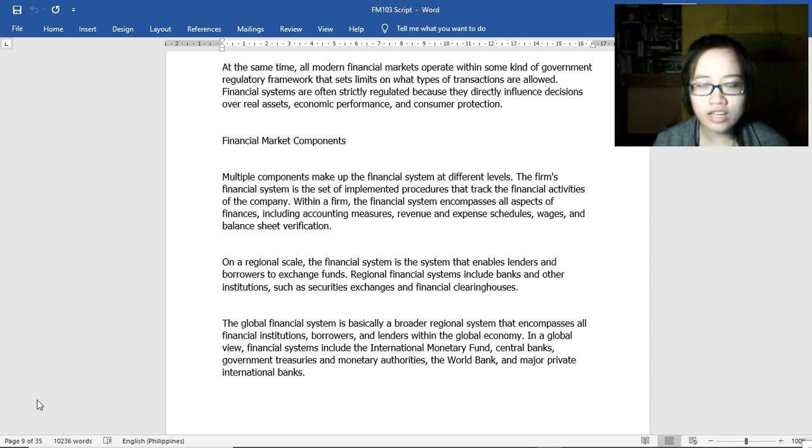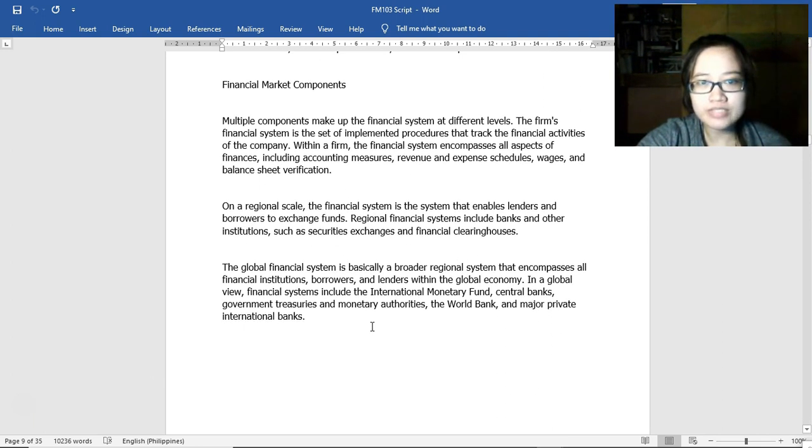On a regional scale, the financial system is a system that enables lenders and borrowers to exchange funds. Okay, so basically, it's the national level where we have the banks and the other financial institutions where lenders and borrowers can meet to exchange funds. And then the global financial system is basically a broader regional system that encompasses all financial institutions, including the international ones, borrowers and lenders within the global economy.